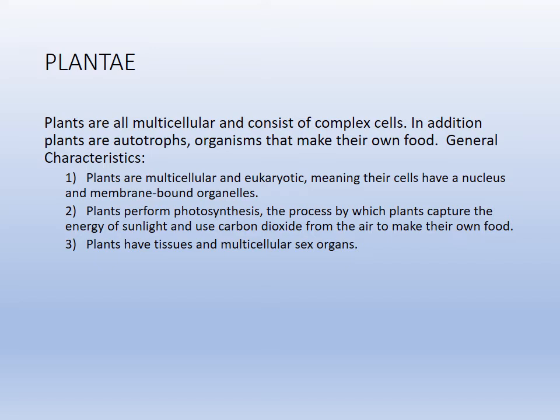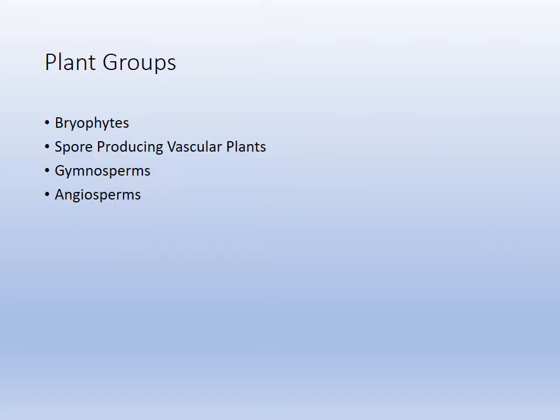We classify them in a number of ways. We'll look at their classification. First are bryophytes. Bryophytes are the simplest plants. They do not have vascular tissue, so they're tiny. Mosses are what we see, mosses.